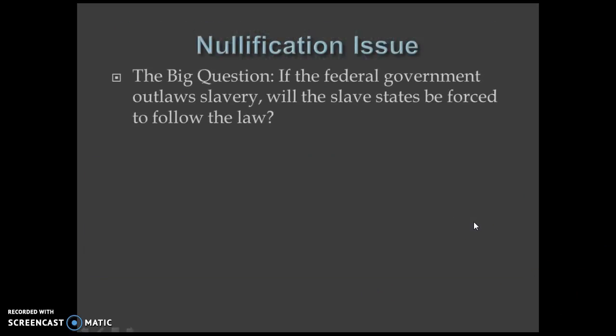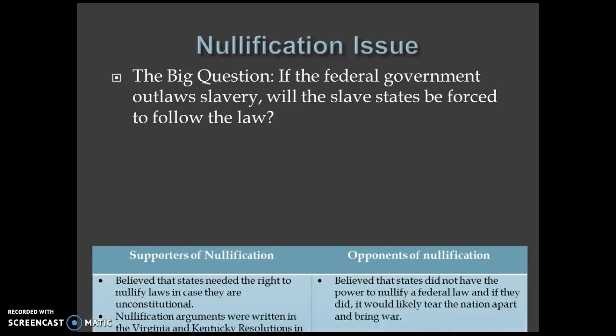The next issue you're going to look at is the nullification issue. The big question here is, if the federal government outlaws slavery, will the slave states be forced to follow the law? That's what we're talking about with nullification. To nullify a law means simply to reject it, to refuse to follow it. But the laws we're talking about here are laws concerning slavery. If slavery happened to be outlawed, will the southern states be forced to follow that law, or do they have the right to nullify those laws, reject them, and refuse to follow them?